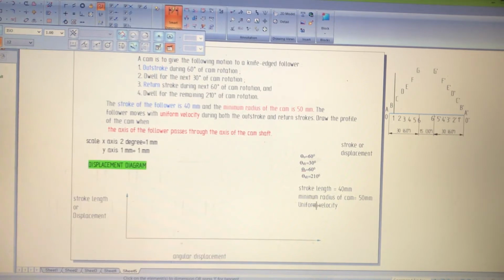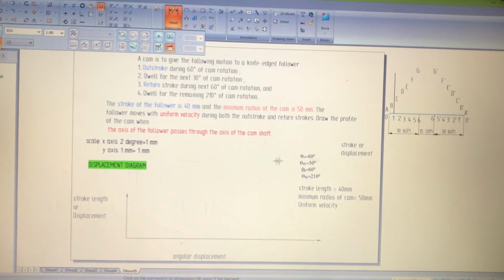First we'll go to the displacement drawing. In the displacement drawing, on the x-axis we are taking angular displacement, and on the y-axis we are taking stroke length or displacement of the follower. First we'll mention the scale. Based on the data given in degrees, on the x-axis 2 degree is equal to 1 mm. On the y-axis 1 mm is equal to 1 mm. So this is the scale.